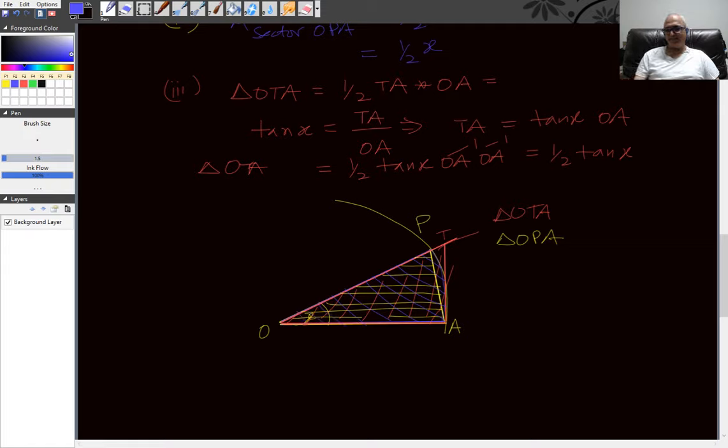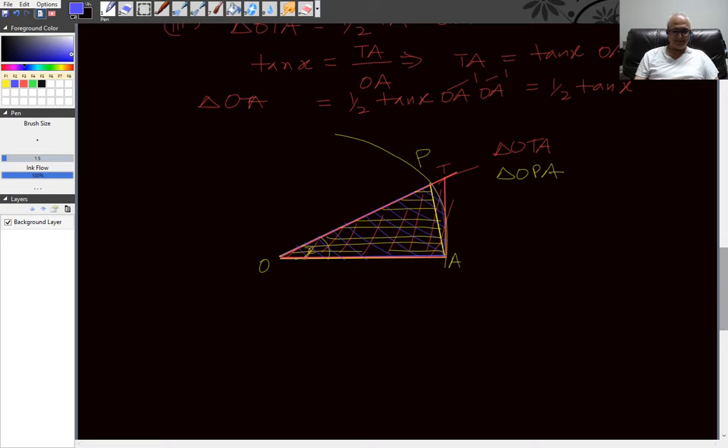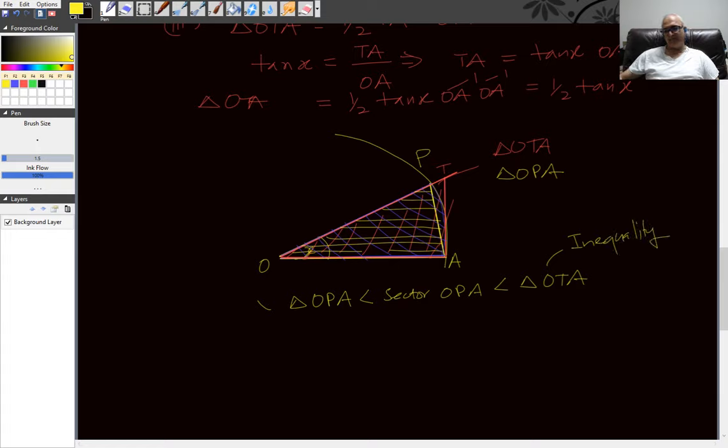So from this, I hope it is clear that triangle OPA is smaller than the sector OPA, which is smaller than the triangle OTA. And this is an inequality, and this will help us get the expression that we want.